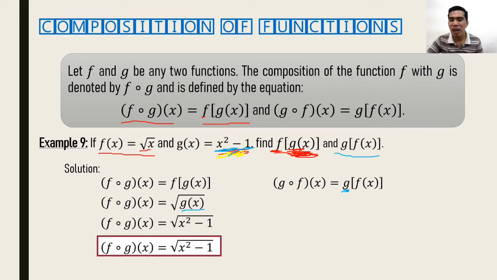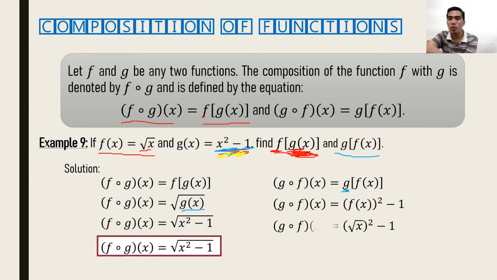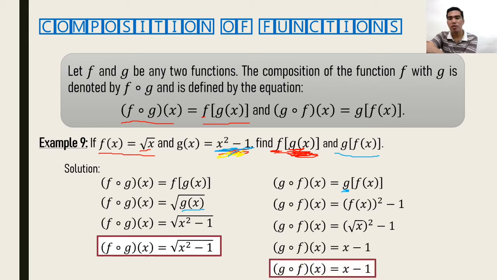So, what is the value of the x in our x squared minus 1? Since we will use x squared minus 1, the value of our x is f of x. Okay? Now, what is the f of x? Our f of x is square root of x. So that is what we substitute to arrive at this. Follow? Then, square root of x squared is x. So, we have x minus 1 as our final answer.